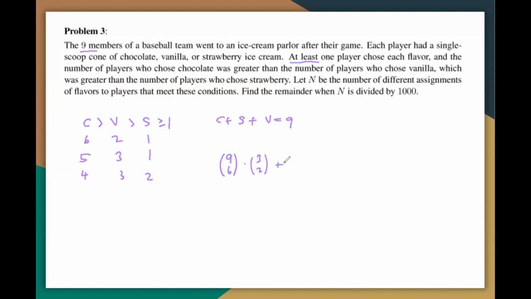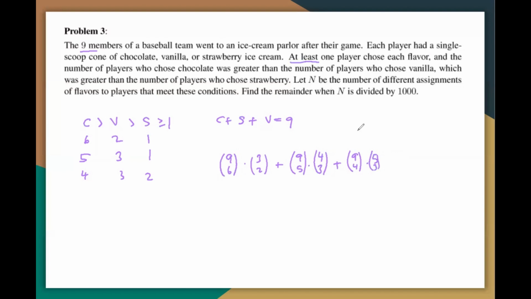In the second case, 5 people out of 9 will choose chocolate, and then of the remaining 4 people, 3 will choose vanilla and the last one chooses strawberry. So 9 choose 5, and then 4 choose 3. And in the last case, 9 choose 4, and then 5 choose 3. You can include the last 1 choose 1, but it's just 1 anyway.